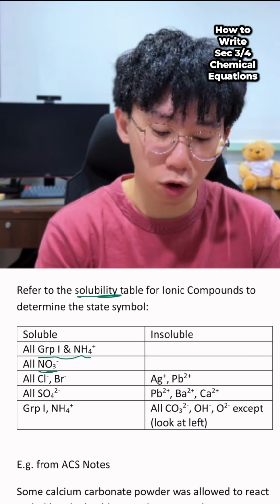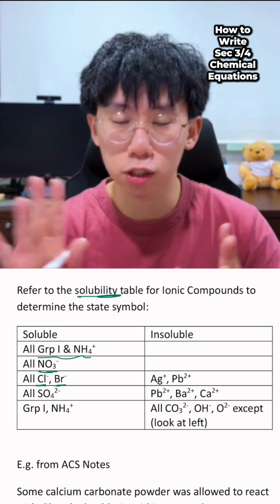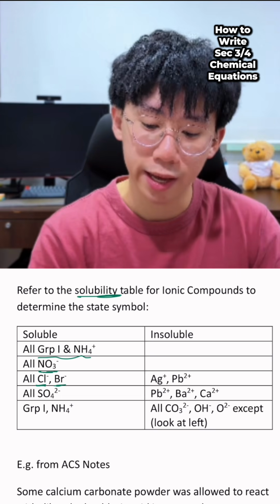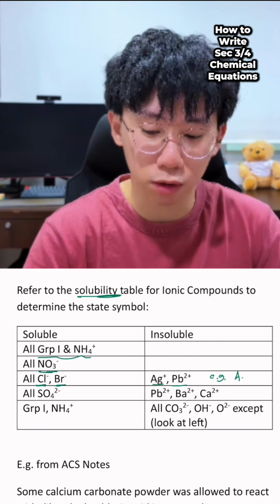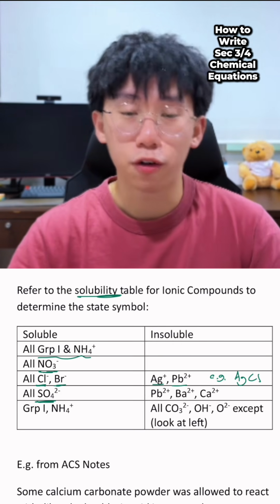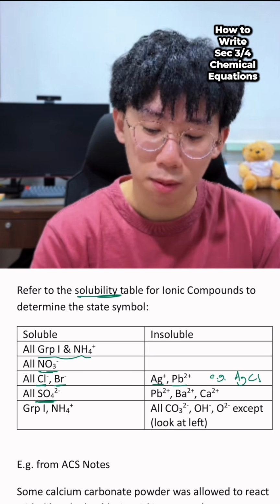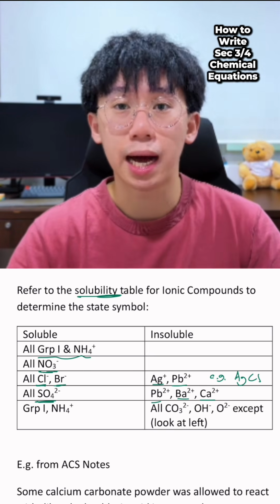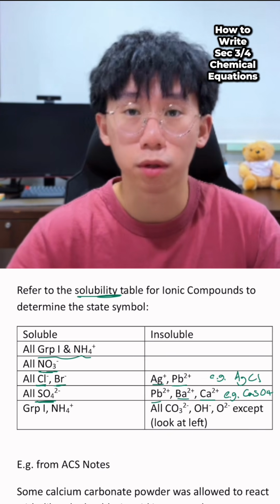If you have the chlorine or the bromine anion, it really depends what the cation is. Most of it is soluble unless the cation is Ag+ or Pb2+. So for example, your AgCl, this is insoluble. Next, we look at our sulfates. For our sulfates, all are generally soluble except with the Pb2+, Ba2+, and Ca2+ cations. So for example, calcium sulfate is insoluble as well.